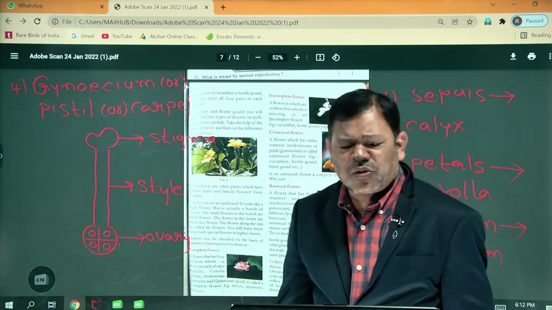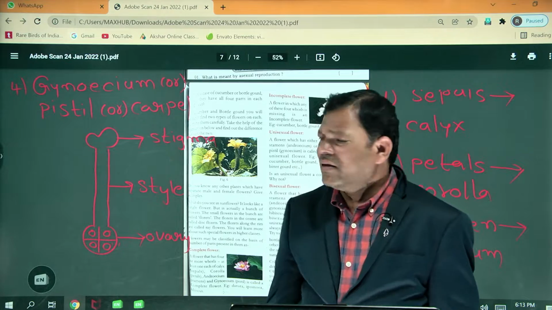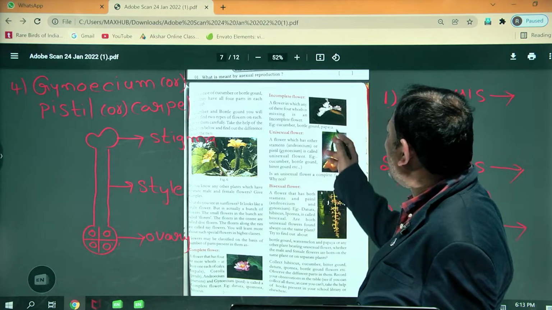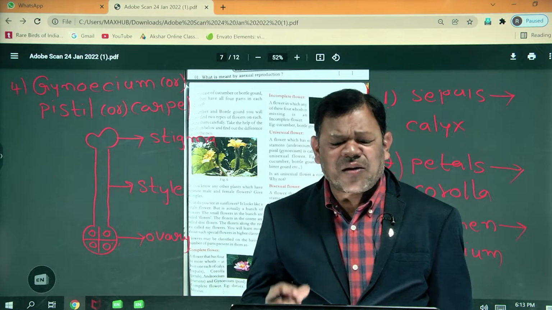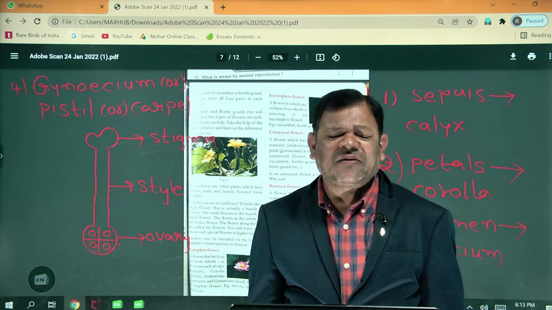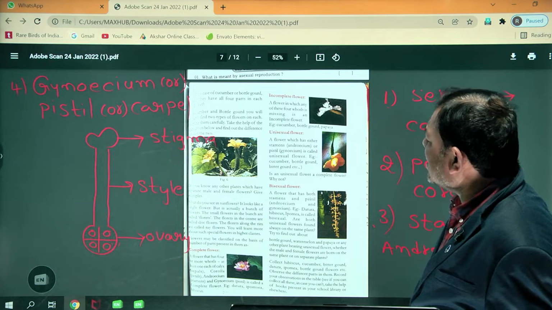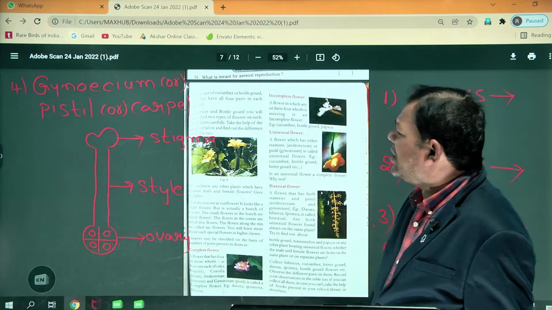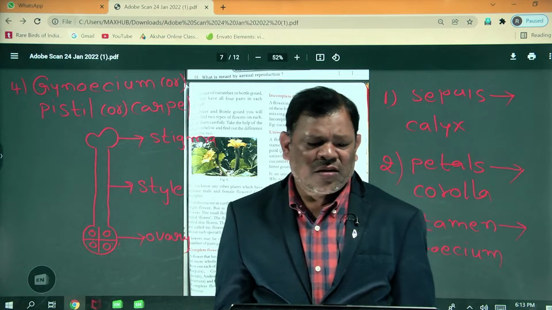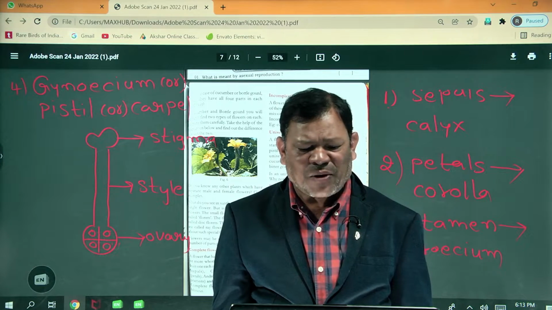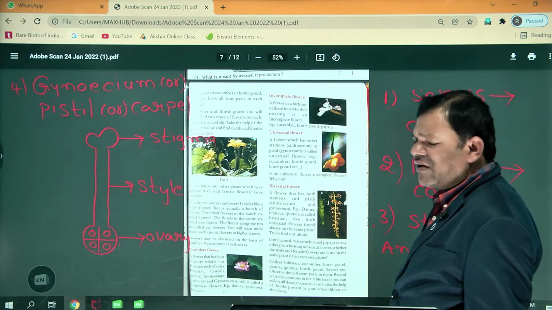Example: cucumber. Do you know cucumber? Yes, sir. Bottle gourd, papaya, cucumber. These examples are very important. Incomplete flower means that in the flower any one of the rows is absent. Examples of the incomplete flower are cucumber, bottle gourd, papaya.